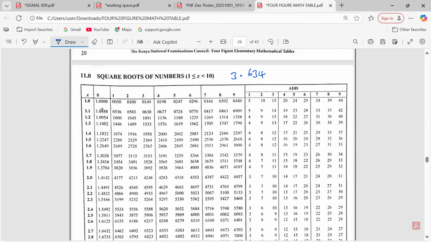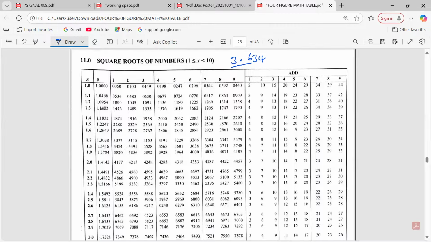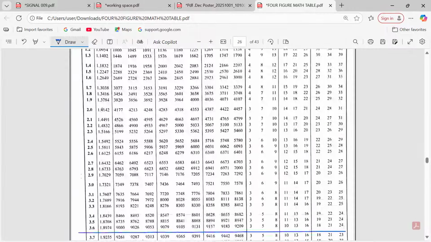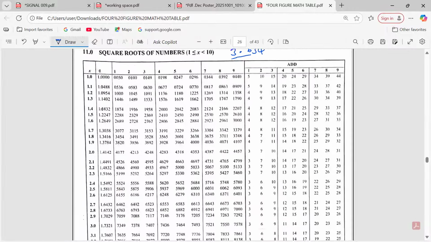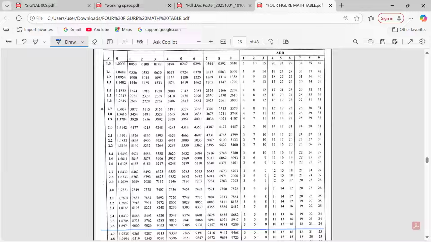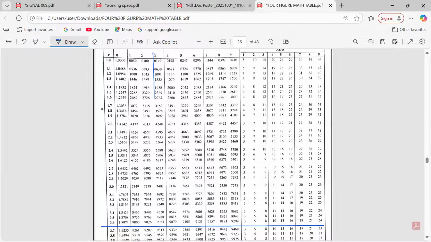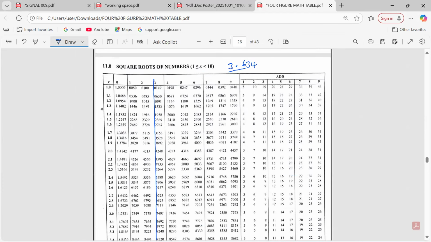3.634. So after being guided by 3.6 to establish the row, now you go to the column with 3, then finally 4. So the column with 3 is here. You look at the figure, they are coinciding there. Then finally you go to where 4 is.